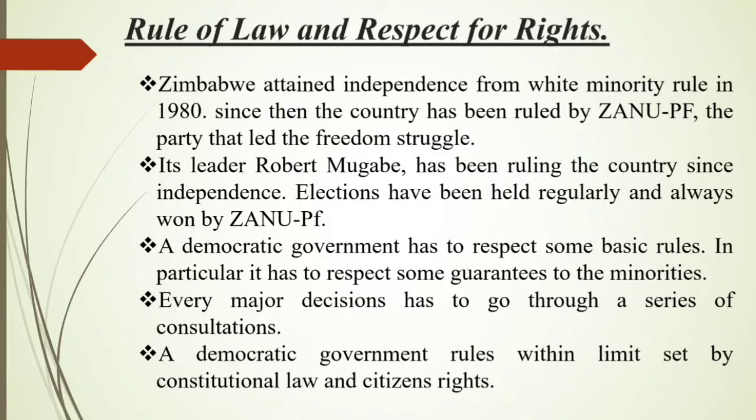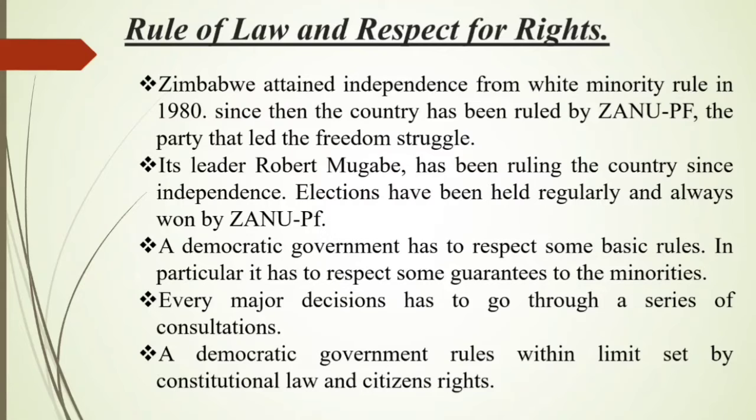Why are they called the white minority, or who is the white minority? White minority are those white people who came from foreign countries, because Zimbabwe's people look black, their body color is black, and these white people came from foreign countries, and their population is very small. That's why they are called the white minority. And the people of Zimbabwe were at that time ruled by these white minority people, and Zimbabwe attained its independence from the white minority in the year 1980.